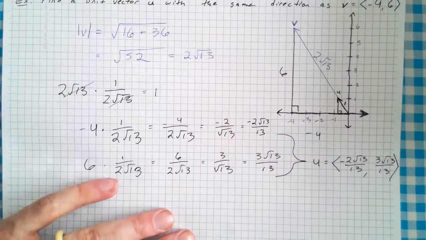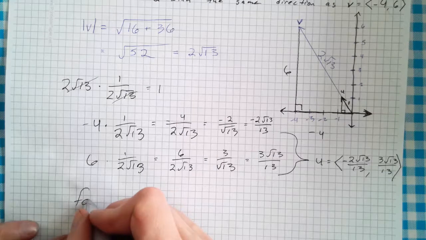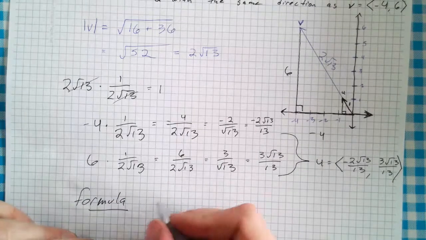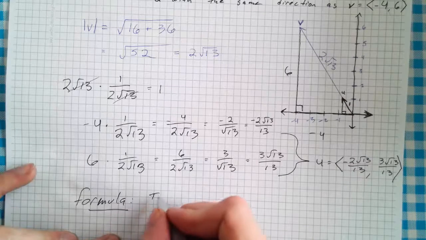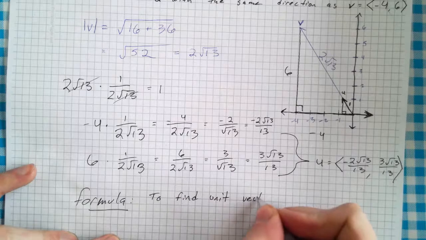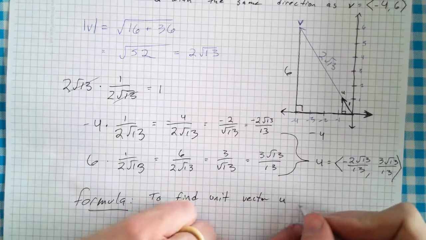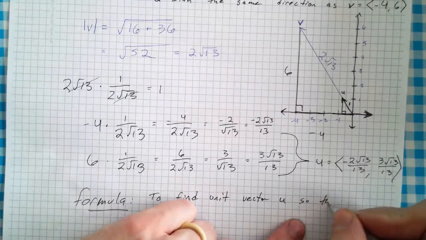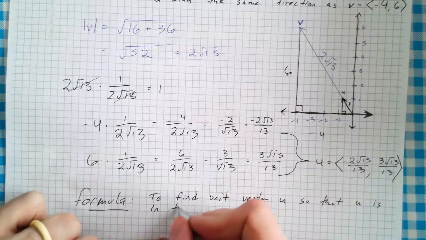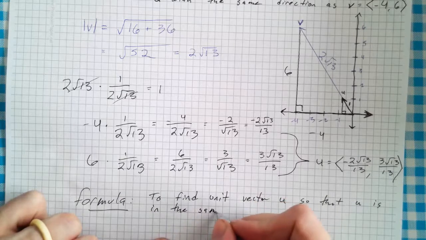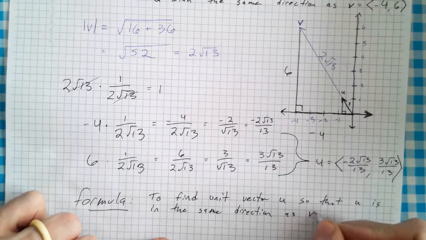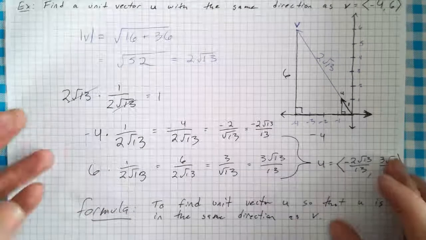Okay, let's get this in a formula. Okay, so how did I find u? So let's say to find unit vector u so that u is in the same direction as some given vector v. Okay, let's write down this formula.